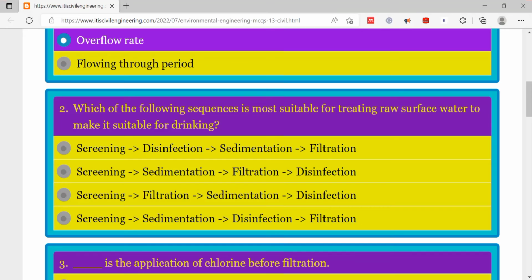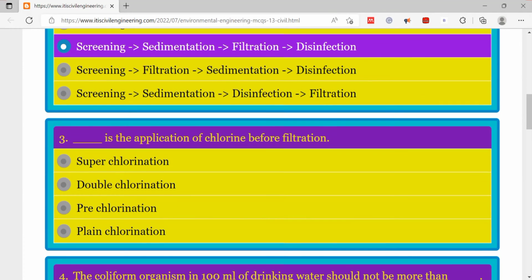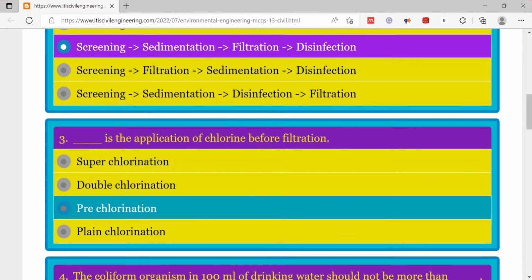Now, as discussed earlier, the correct sequence is screening, aeration, sedimentation, coagulation, flocculation, filtration and disinfection. So here the correct answer will be screening, sedimentation, filtration and disinfection. Dash is the application of chlorine before filtration. When we apply chlorine before filtration, that process we call pre-chlorination.